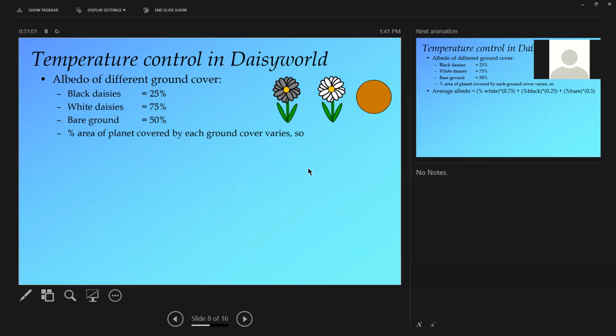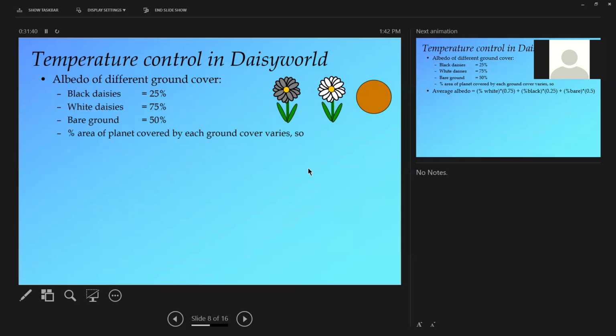But in the baseline case, you assume that black daisies reflect 25% of the light that hits them, and they absorb 75%. Black daisies absorb 75% of the light energy hitting them, and they reflect 25%. White daisies reflect 75% of the light coming in and absorb 25% of that light, and convert it to heat energy. And then bare ground cover is right between the two.